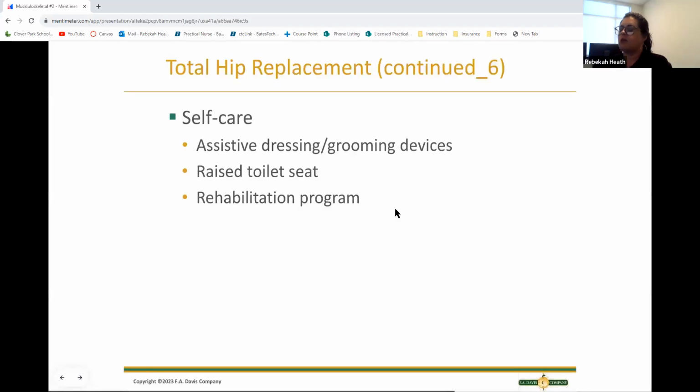So when talking about total hip replacements, especially, and all the joints that are replaced, self-care is an issue. They might need assistive devices or grooming devices. I think specifically, like with the leg surgeries, they might need like an extender to help them get socks on. With the total shoulders, they might need some help because they only have use of one arm. So a raised toilet seat is something that can be helpful, like in the bathroom, or even a shower grab bar to give them a little bit more security.